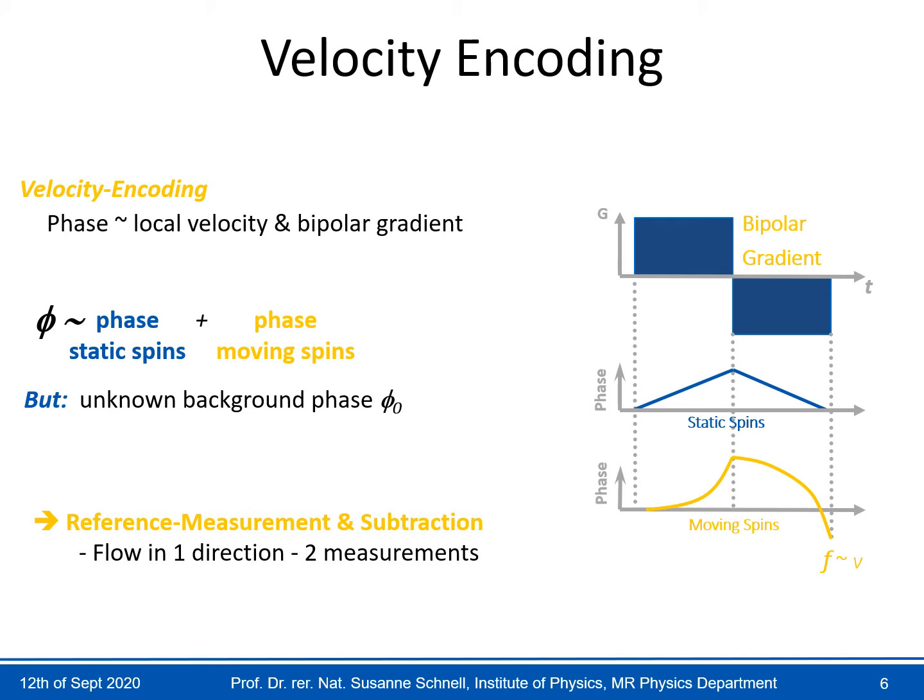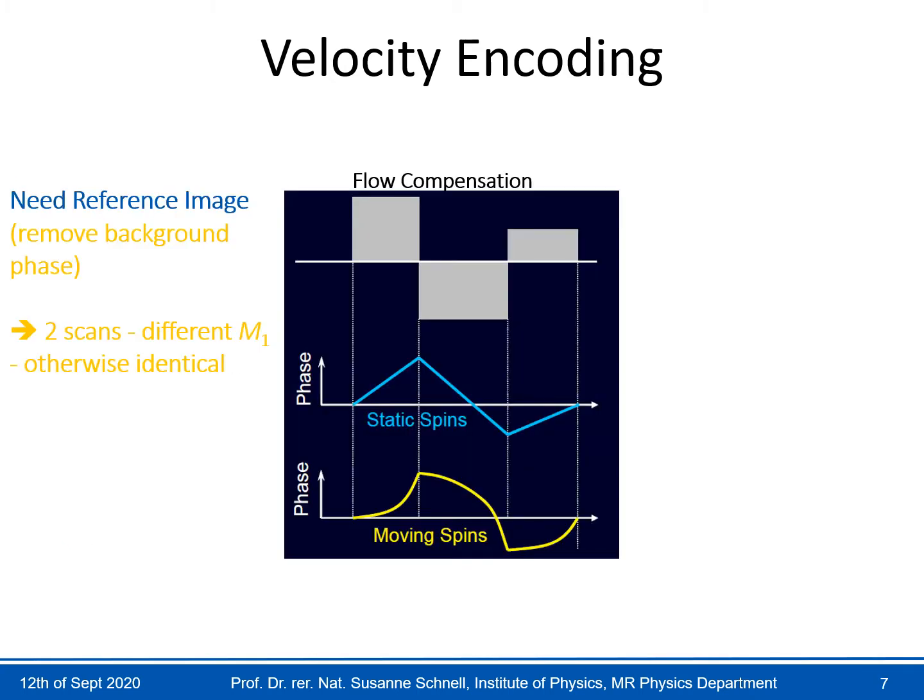There is an unknown background phase, however, and in order to get rid of this, we are typically acquiring first a reference measurement, then a measurement in one flow direction, and subtract these from each other. This is how this is done.